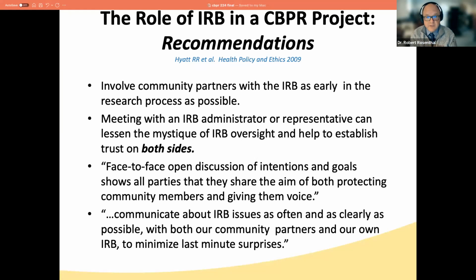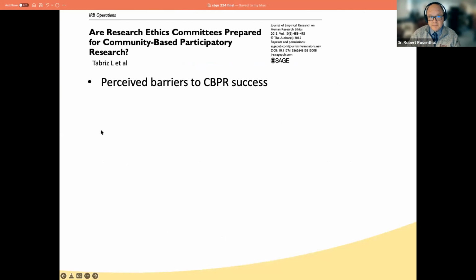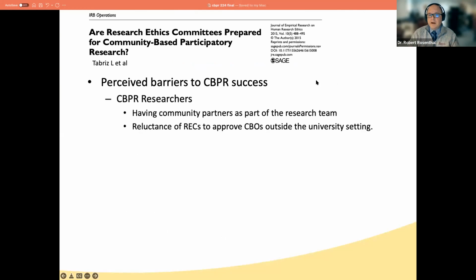There needs to be face-to-face open discussion of intention and goals, showing all parties that they share the aim of both protecting community members and giving them voice. And they need to communicate about IRB issues as often and as clearly as possible with both community partners and the IRB to minimize last-minute surprises. In this article, they looked at perceived barriers to CBPR success from three different perspectives.